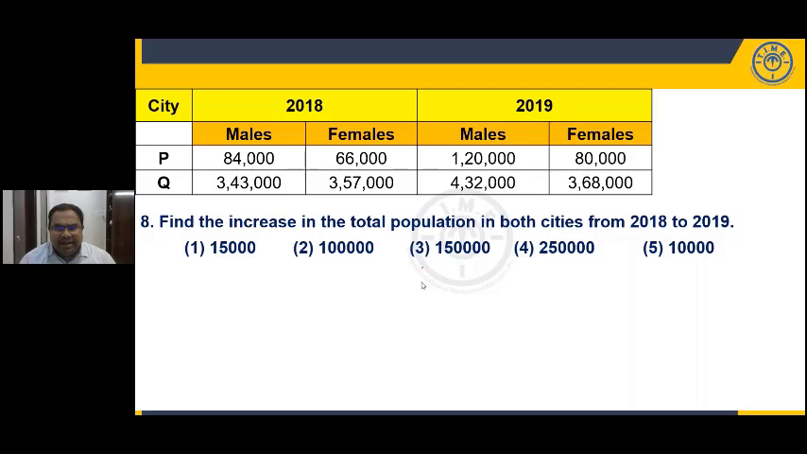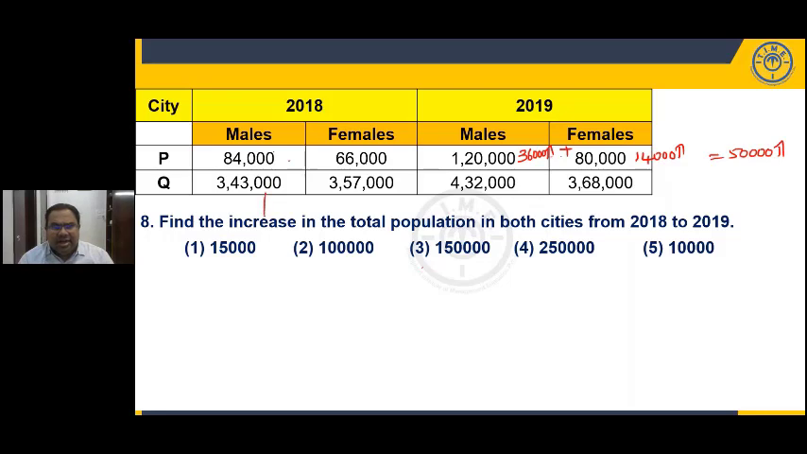See, by observation, can I say 2019 values are more than 2018 values? So clearly 19 is more than 18. You take P city or Q city, definitely it is increasing. So how much increase? Instead of adding these two, I'm subtracting. Just here, 84 to 1,20,000: 36,000 increase. At 66 and 80, 14,000 increase. So 2018 to 19, P: 36 plus 14, 50,000 increase.